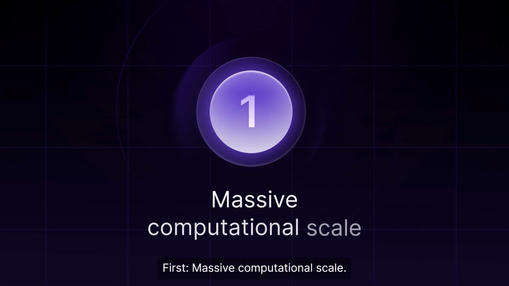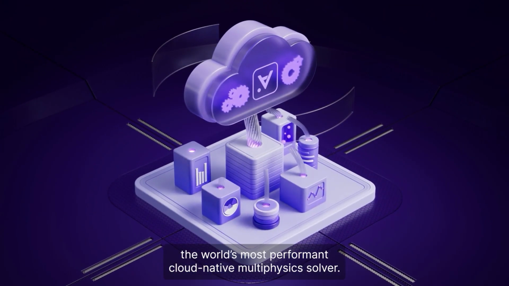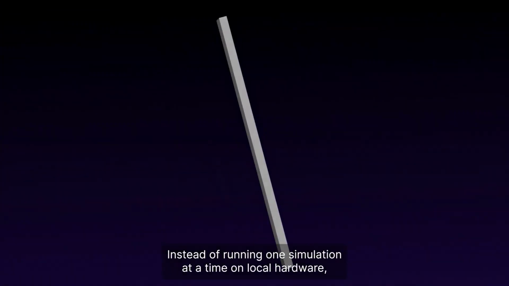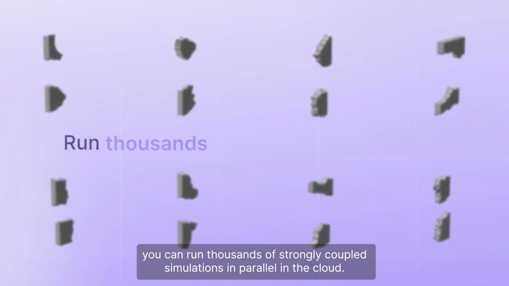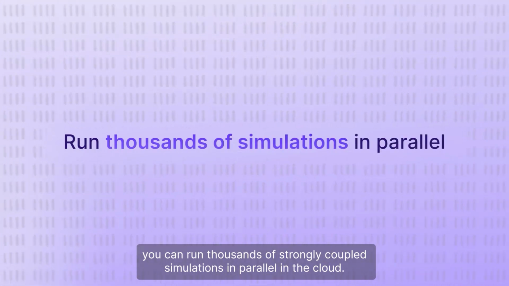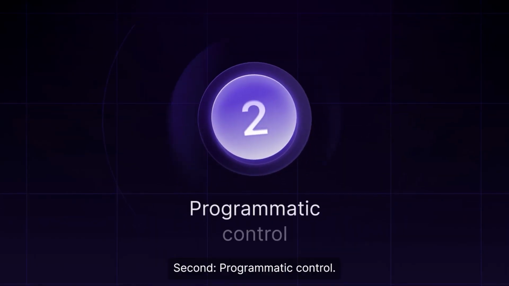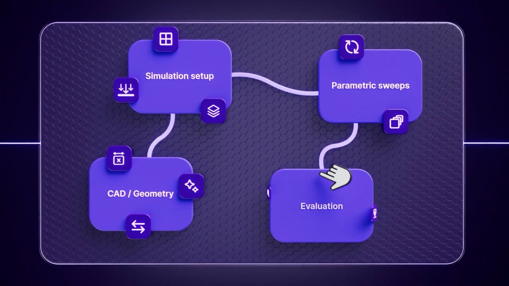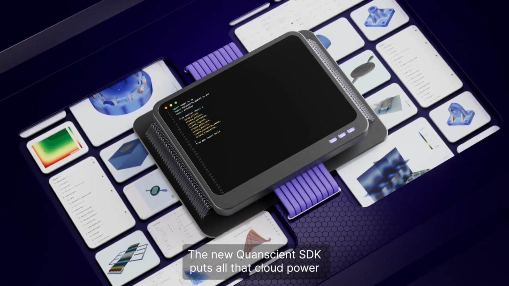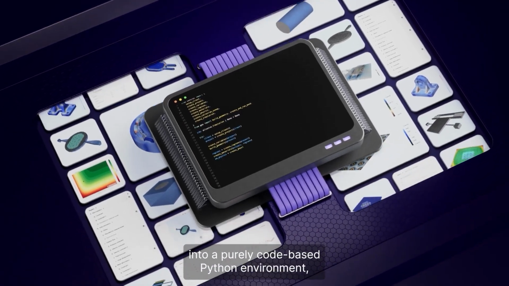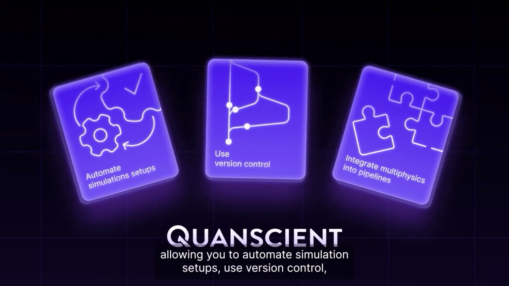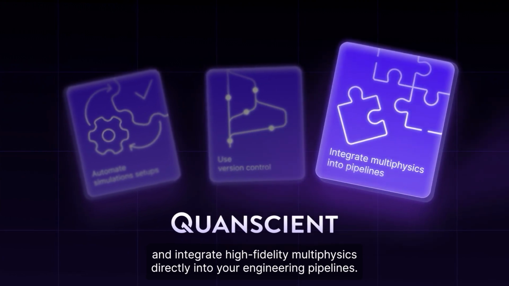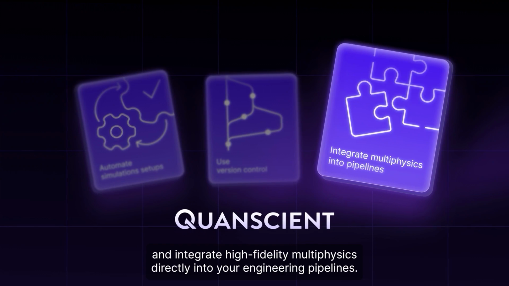First, massive computational scale. Quanscient All-Solve features the world's most performant cloud-native multi-physics solver. Instead of running 1 simulation at a time on local hardware, you can run thousands of strongly coupled simulations in parallel in the cloud. Second, programmatic control. Massive compute is useless if you have to set everything up manually. The new Quanscient SDK puts all that cloud power into a purely code-based Python environment, allowing you to automate simulation setups, use version control, and integrate high-fidelity multi-physics directly into your engineering pipelines.